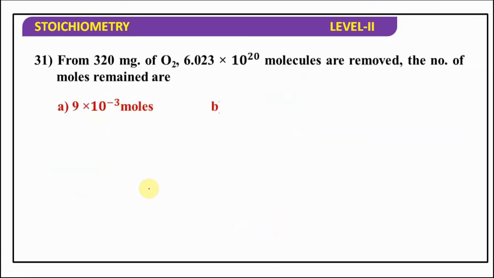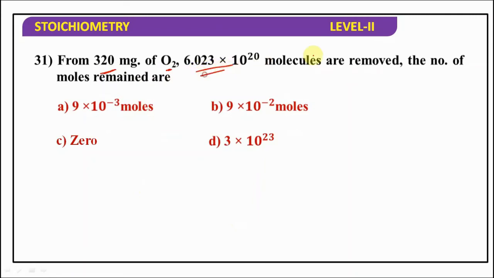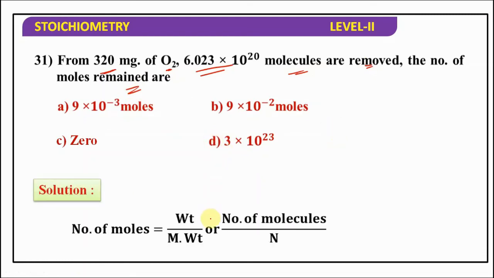Next, this is also another important question, children. From 320 mg of O2, these many molecules are removed. The number of moles remained. Number of moles means weight by molecular weight or number of molecules divided by Na. We have the formula, no? Number of molecules is equal to number of moles into Avogadro number. But we have highlighted number of moles, that gives you number of molecules upon Na. Is it clear? So they gave from 320 mg of O2, these many molecules are removed.